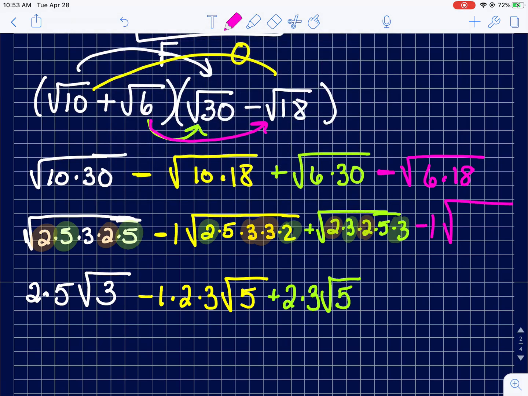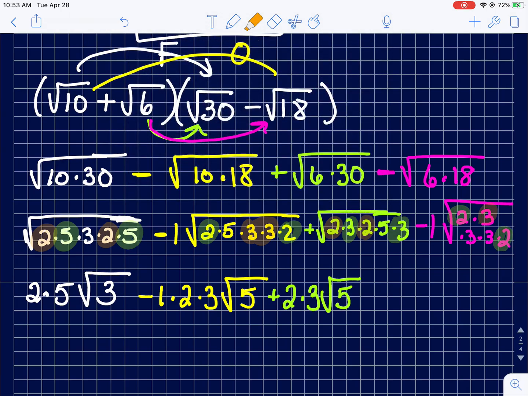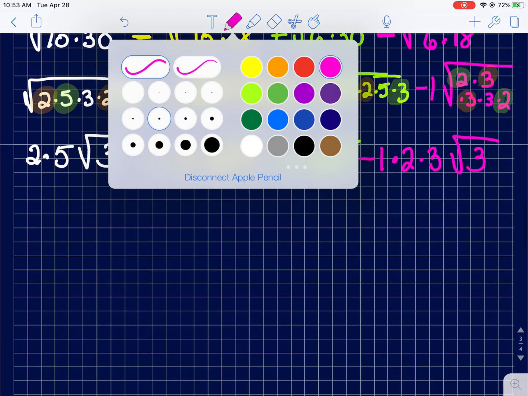And on the inside, I don't know if I can fit it all, I might have to stack it. 2 times 3 times 3 times 3 times 2. What can come out is a set of 2's and a set of 3's. So what we have on the outside of this one is negative 1 times 2 times 3, and left behind on this is a 3. Okay, so let's finish off our problem here.